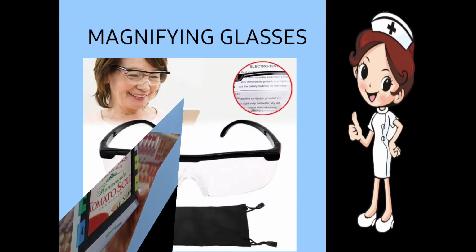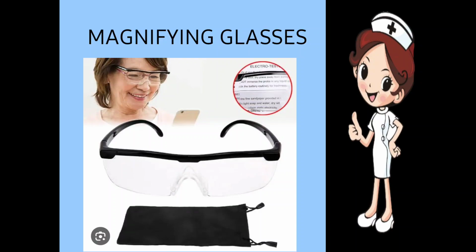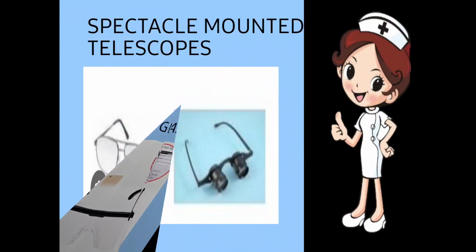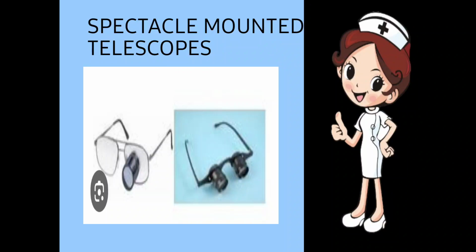Okay, next one, magnifying glasses. Now the person is wearing magnifying glasses. You can see here that he or she can see the small print in large size by using the magnifying glasses. These are the optical aids. Next one, spectacle mounted telescopes. Now the telescopes are used for the distance. The telescope gets fitted on a spectacle. In this way the person uses the spectacle mounted telescopes.